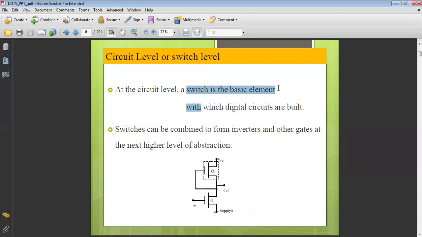Here we are describing the circuit by using switches. Switches are the basic element with which digital circuits are built here. Switches can be combined to form inverters and other gates at the next higher level of abstraction. If you observe, this is one switch and this is another switch. By using these switches, we can form digital circuit functionality. That means we are developing digital functions by using some type of switches.